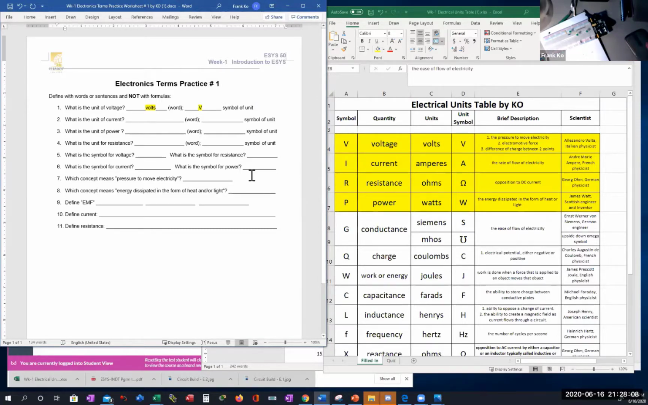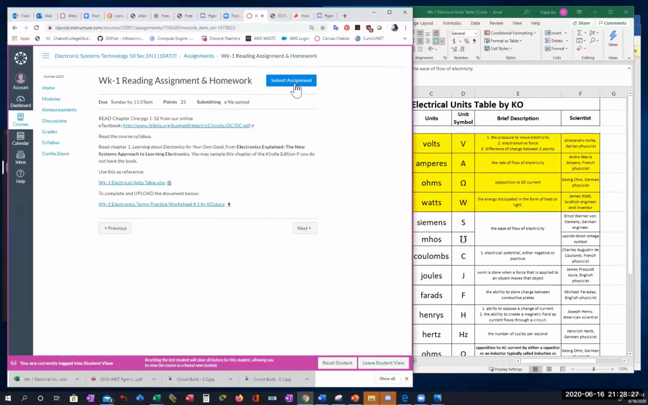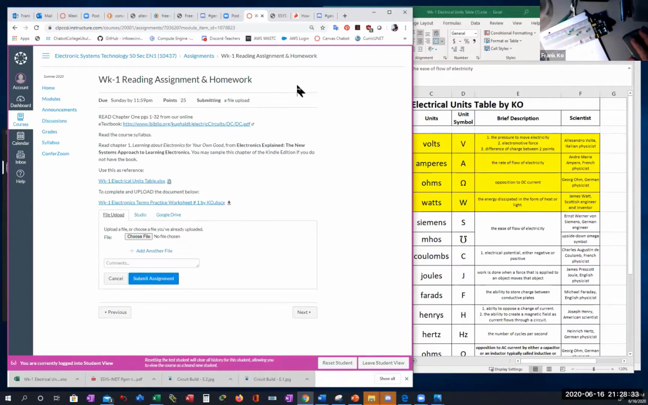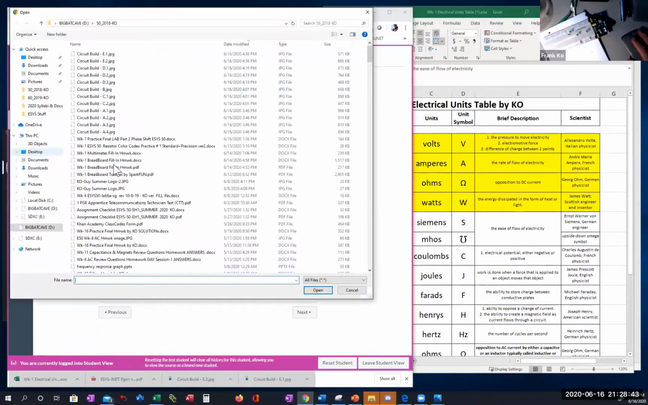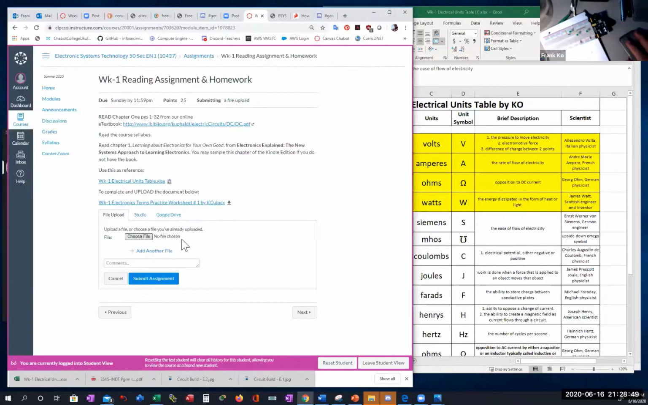Does that answer part of your question for homework, when things are due, and what this particular assignment has you do? You basically look at this chart and fill in the answers, and you yellow highlight them. And then on this page, hit the assignment, submit assignment. When you click this, it allows you to choose your file. You select choose file, and you find where on your thumb drive or your hard drive you have the thing that you want to upload. You select it, you hit open, it's there. Once you see it here, then you click submit assignment.